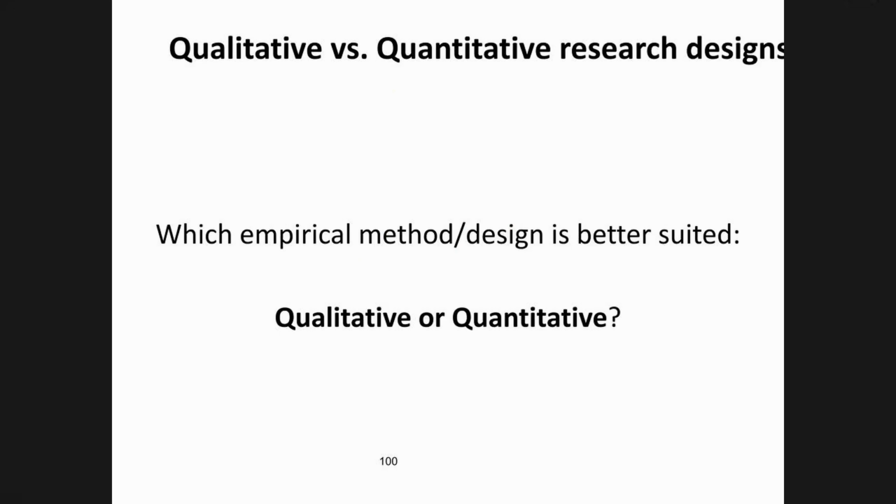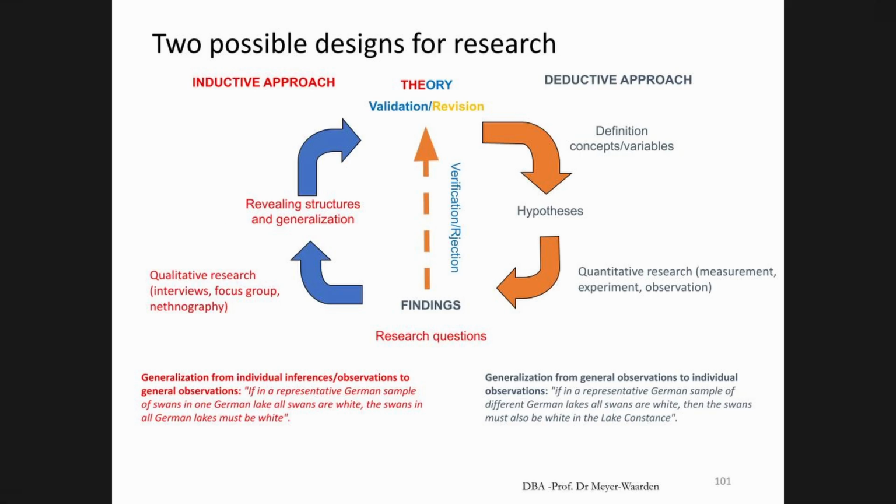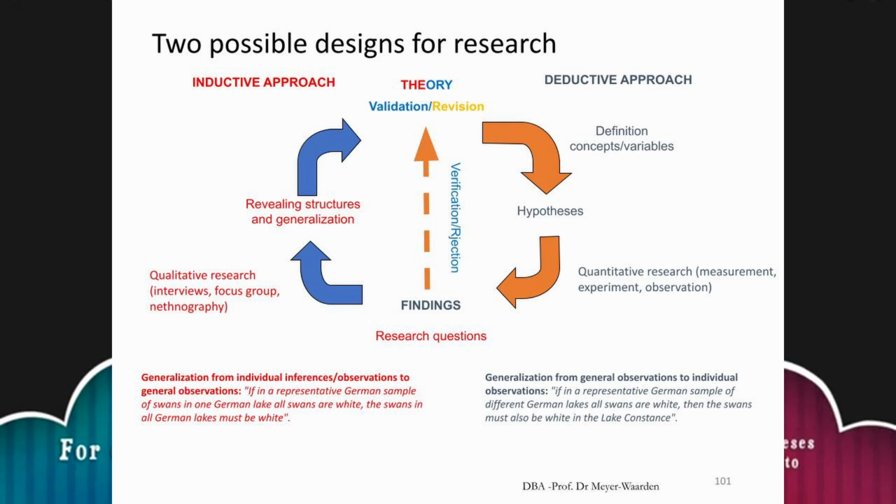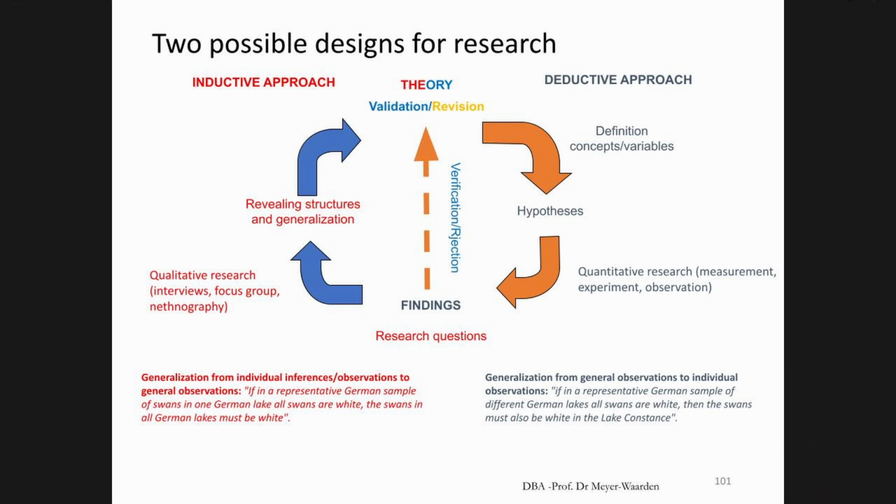Qualitative versus quantitative research. Which empirical method is better suited? So again, if you have an established theory from your literature review, you will derive hypotheses, and do a literature review with existing research from which you justify your hypothesis, which you will then test quantitatively with existing measurement scales and experiments, observations, surveys. And from these findings, you will validate or revise or reject theory.